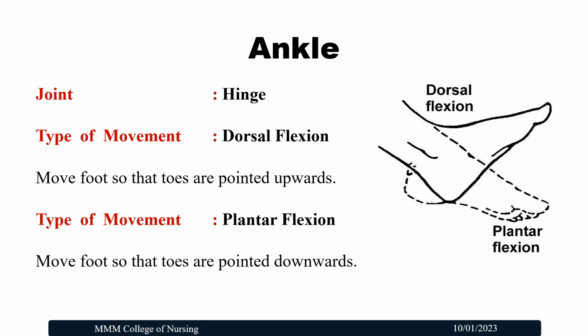Dorsal flexion and plantar flexion are possible in the ankle joint. It is made up of hinge joint. Dorsal flexion is possible by moving the foot so that toes are pointed upwards. Moving the foot so that toes are pointed downwards will be the plantar flexion.